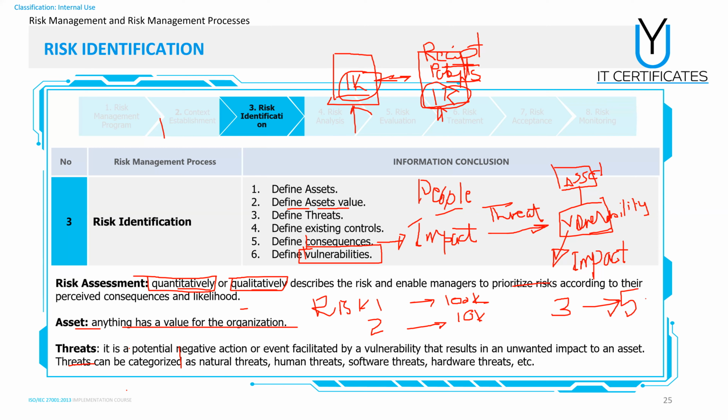The risks will be very accurate and well defined, where the value of the loss is expressed in money terms. But in qualitative, it will be defined in relation to each other. I will say risk one is considered high. Why high? Because as you can see, it will cause a loss of 100K. Three will be medium.